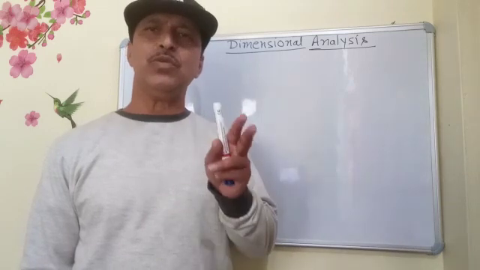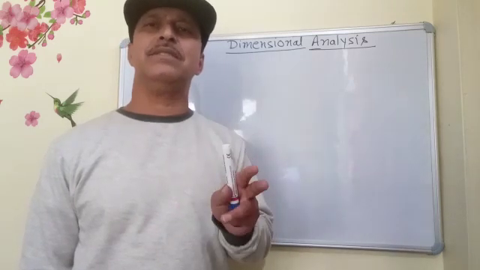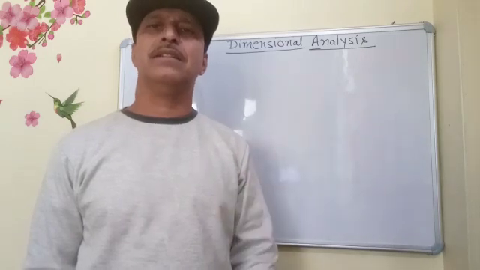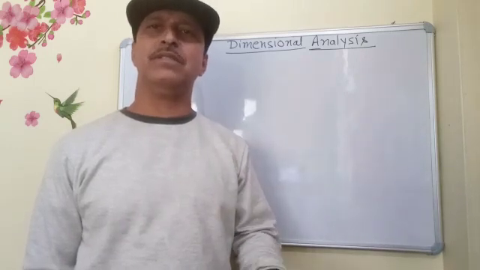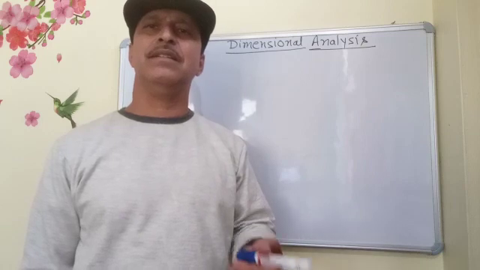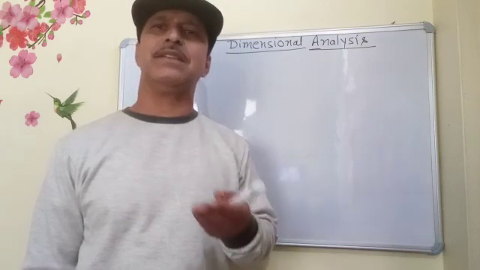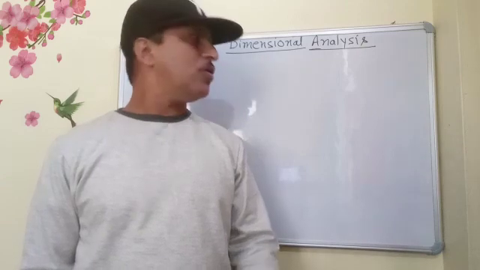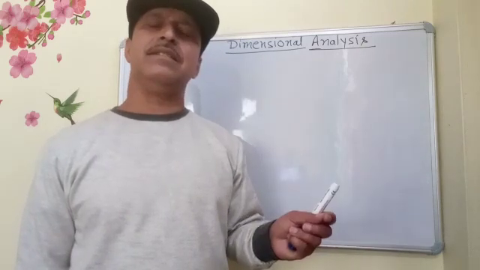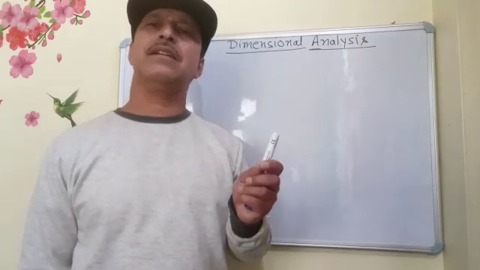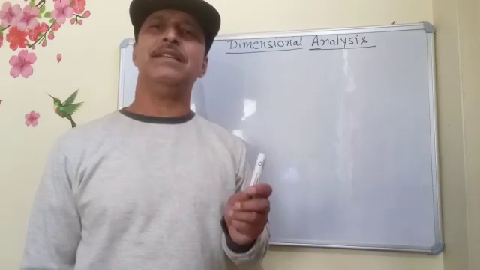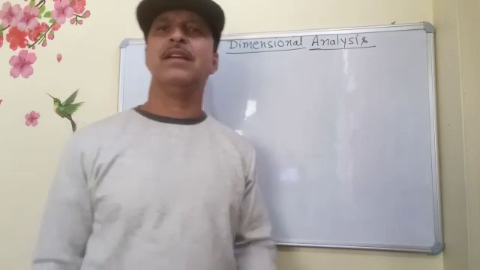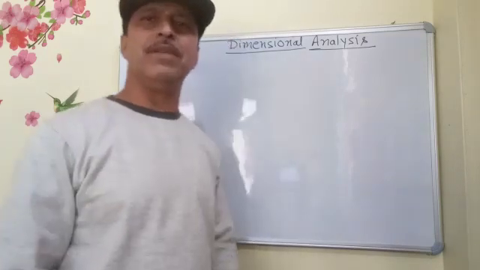If there are two terms which have different dimensions, then the equation cannot be correct. As I have referred to you in the previous video, only similar dimensions can add. So, in order that an equation is correct, the basic need is that there should be dimensional homogeneity. I will give you a very simple example.